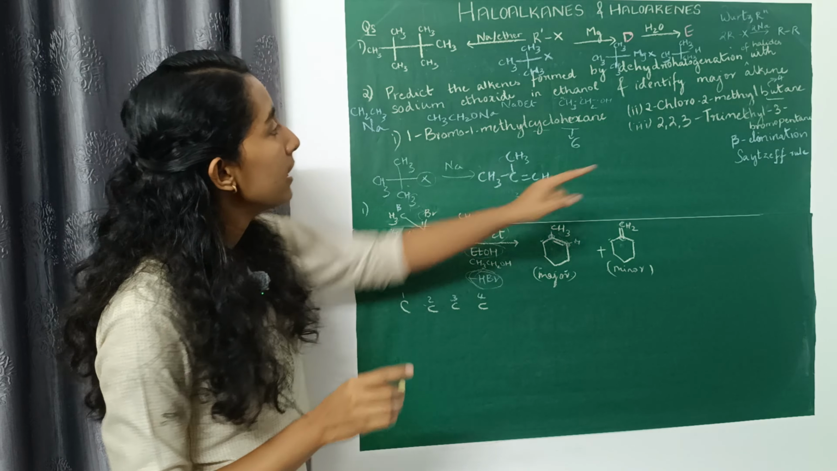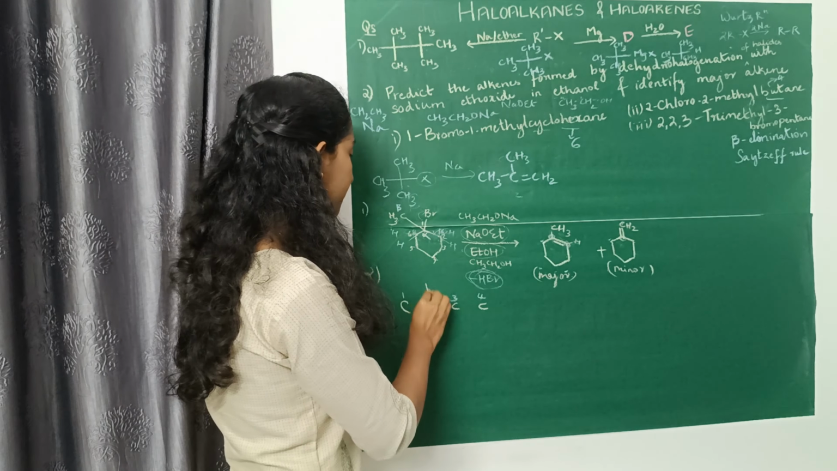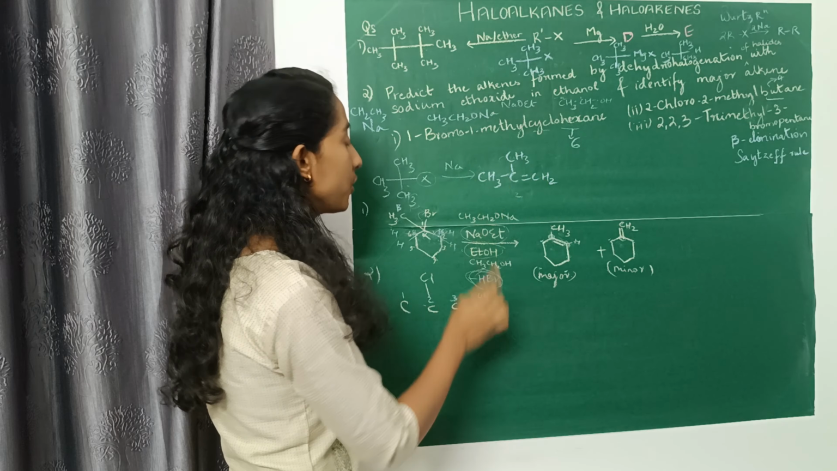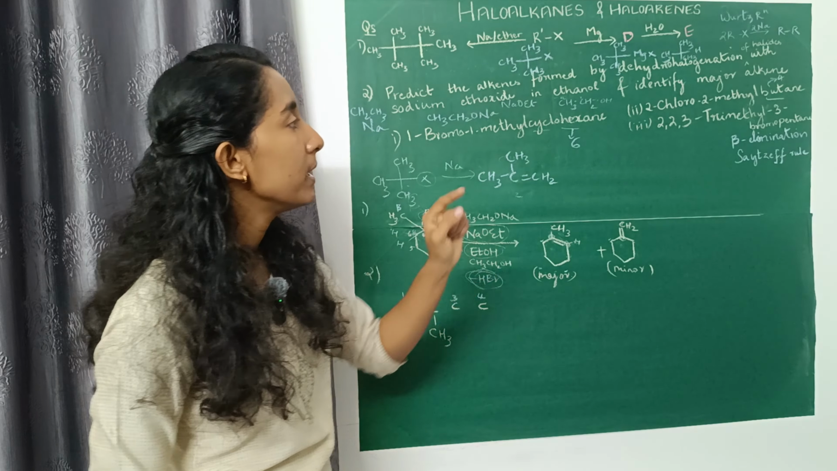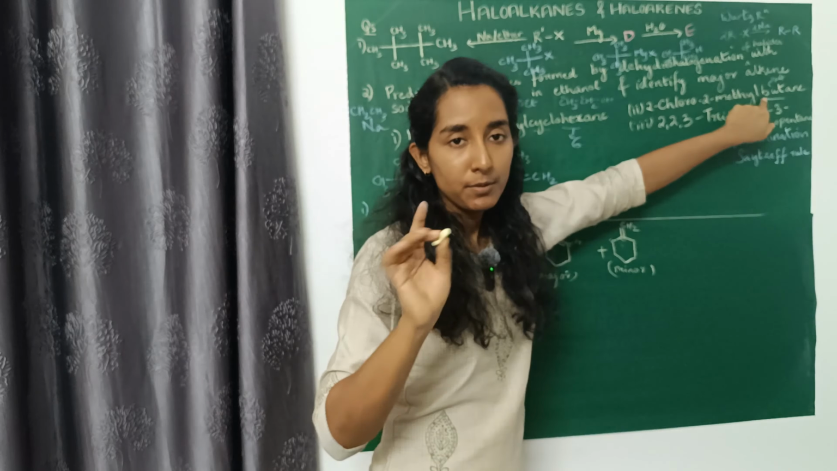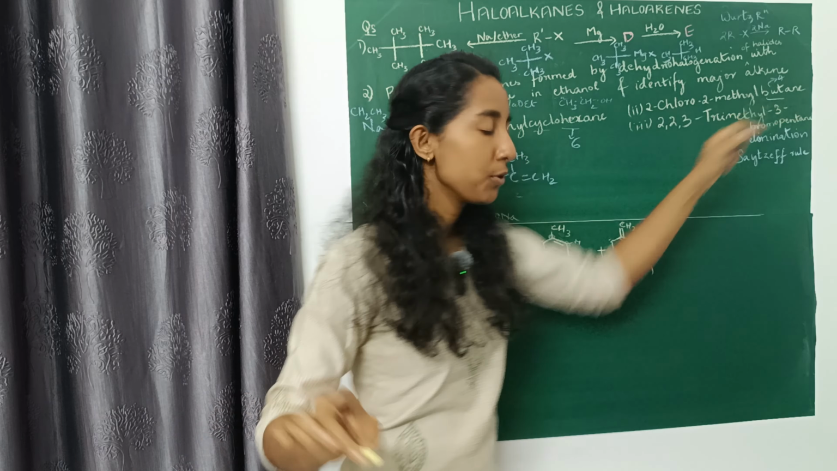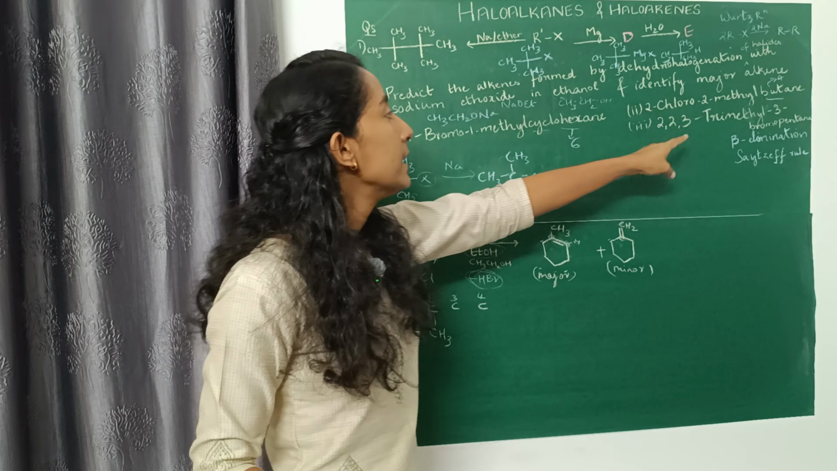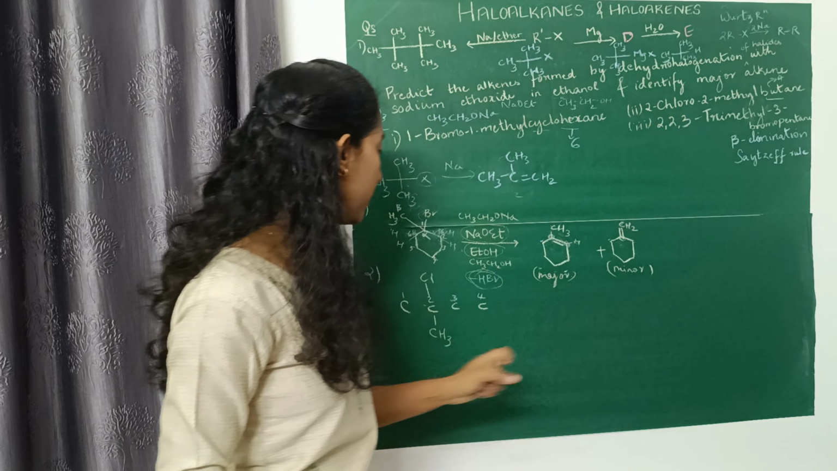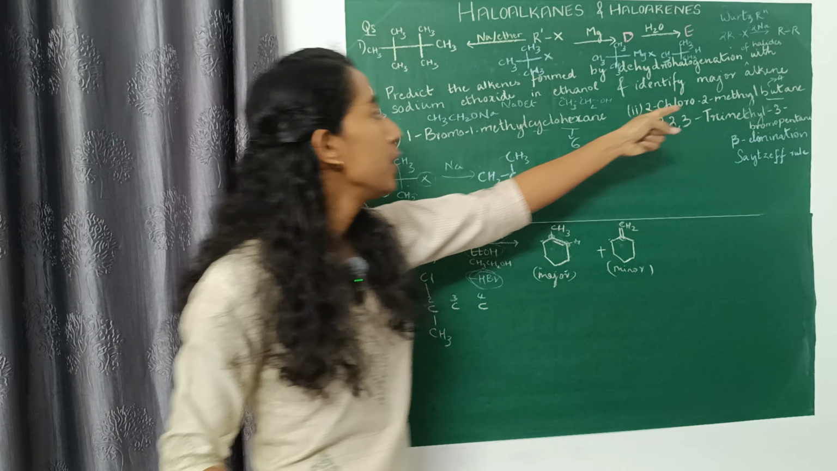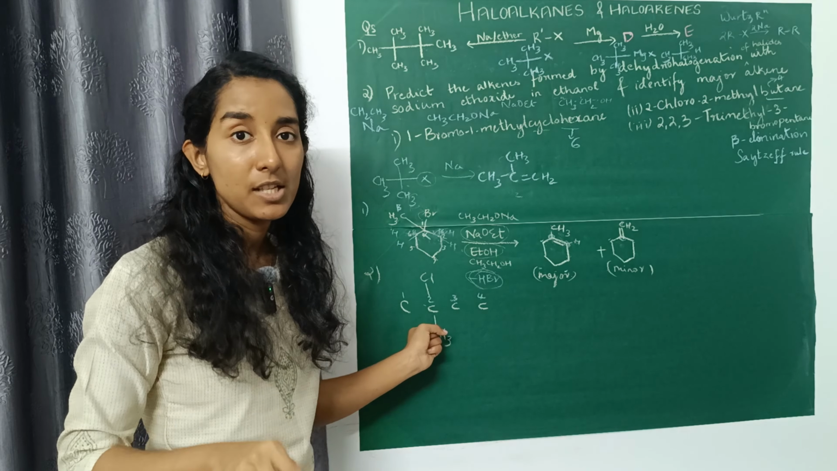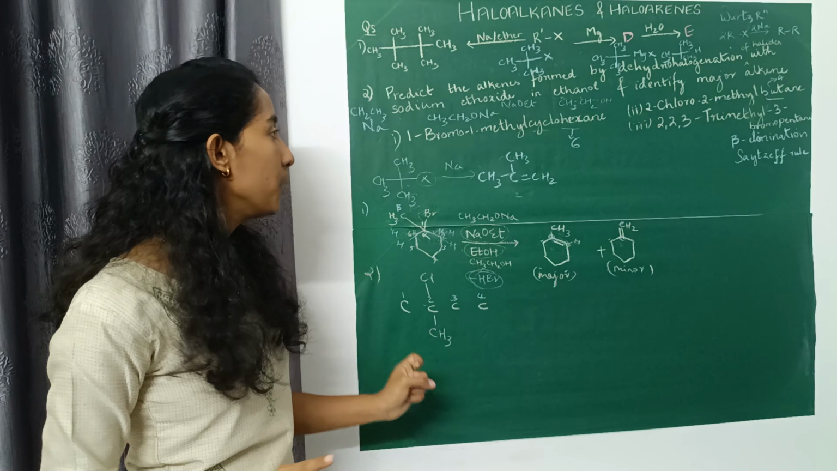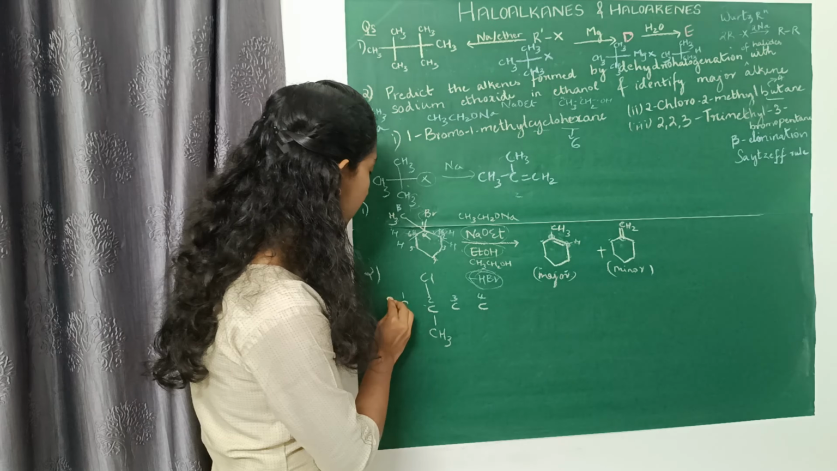2-chloro-2-methyl. So in second position you have chlorine, and in second position you have methyl. So 2-chloro-2-methyl-butane: butane has 4 carbon atoms in the alkyl chain, so you draw 4 carbon atoms. Then in second position you have chlorine, and in second position again you have a methyl group. See, I told you methyl is CH3. Methane is CH4. Then you fill the rest with hydrogens.